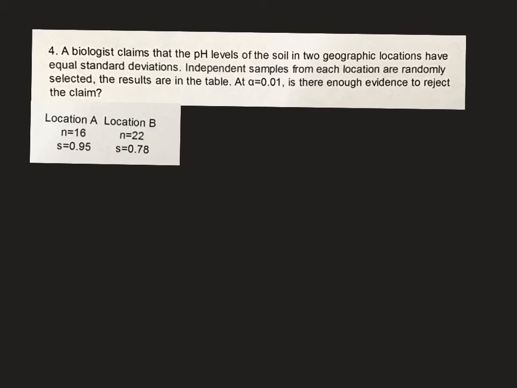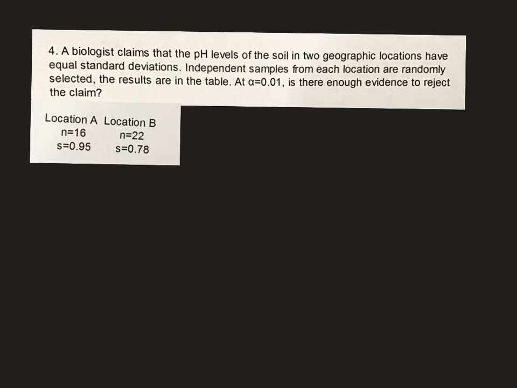So a biologist claims that the pH levels of the soil in 2 geographic locations have equal standard deviations. Independent samples from each location are randomly selected. The results are in the table. At alpha equals 0.01, is there enough evidence to reject the claim?